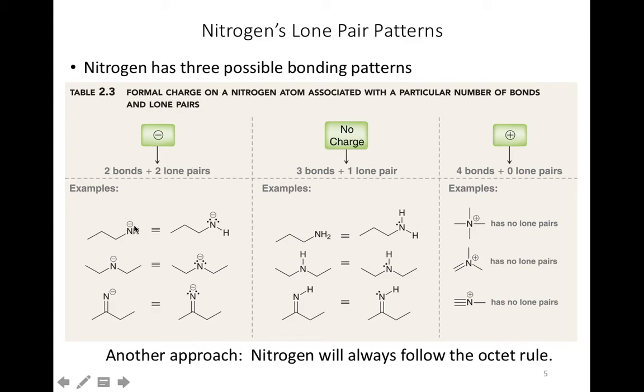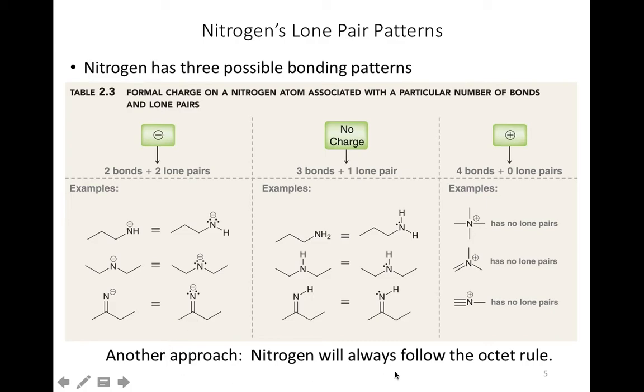So when I see this, oxygen has a negative charge, 2 bonds, I know it has 2 lone pairs. Nitrogen has 2 bonds, I know it has 2 lone pairs. When nitrogen is positive, it will always have 4 bonds and no lone pairs.